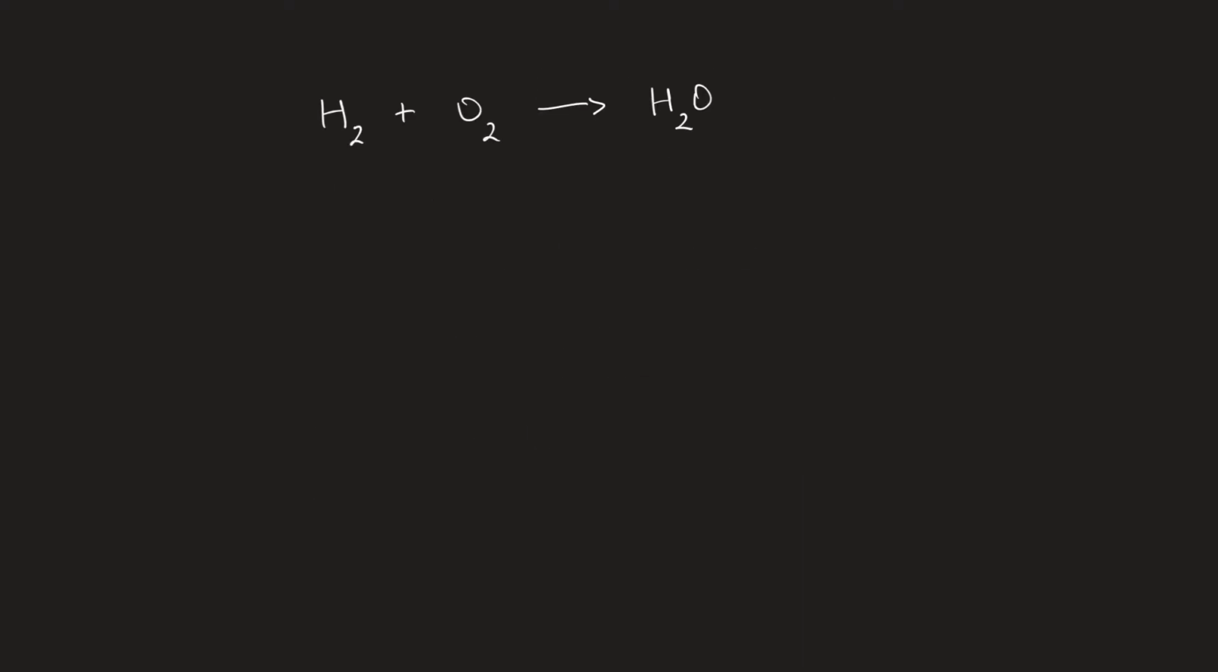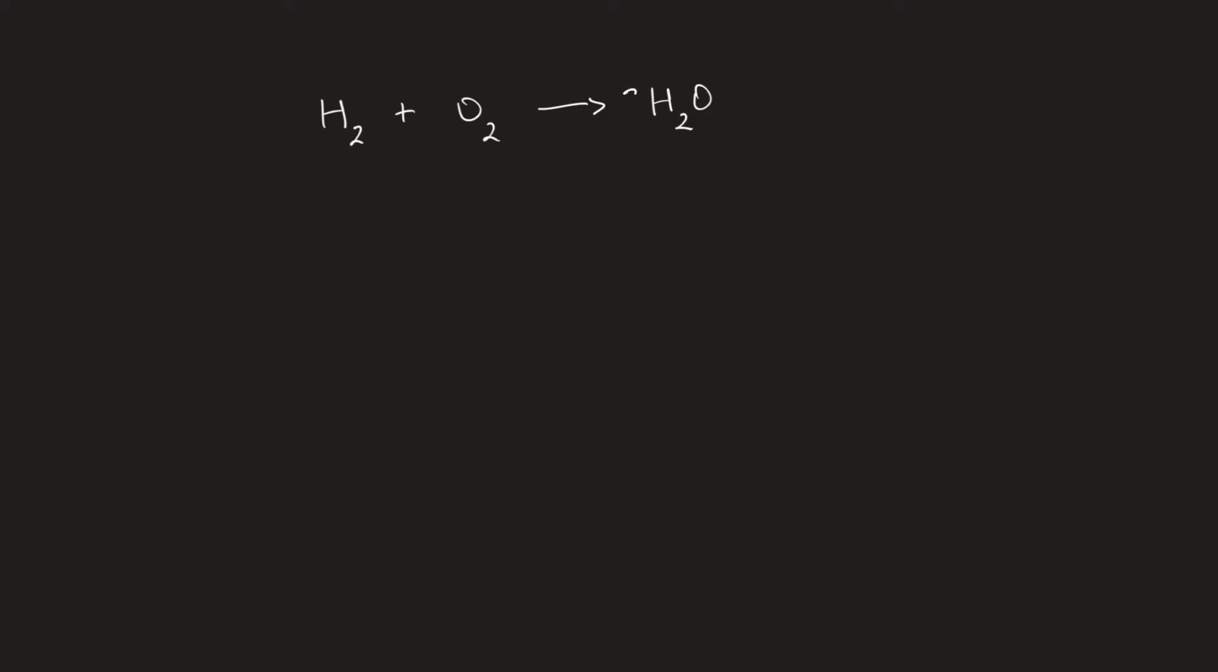So let us begin with a very simple, easy to understand equation, and that is the reaction that gives us water. Water is formed when hydrogen gas, which is H2, reacts with oxygen gas, which is O2, to make H2O. It should be pretty obvious that at this point you have two atoms of oxygen on the left side and only one atom of oxygen on the right.